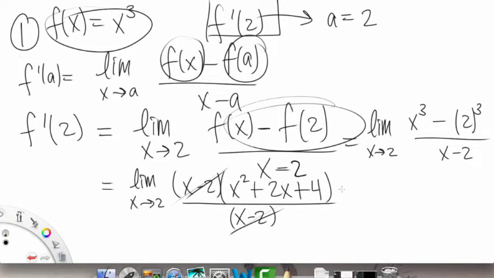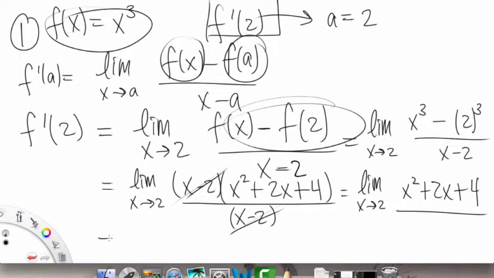So now all we have to do is evaluate the limit as x goes to 2 of x squared plus 2x plus 4. And we can do so just by directly substituting a 2 for the x, because we know that this function is continuous at 2. Okay, so we can just plug in a 2 there. So 2 squared plus 2 times 2 plus 4 is going to be 4 plus 4 plus 4, which is going to turn out to be 12.